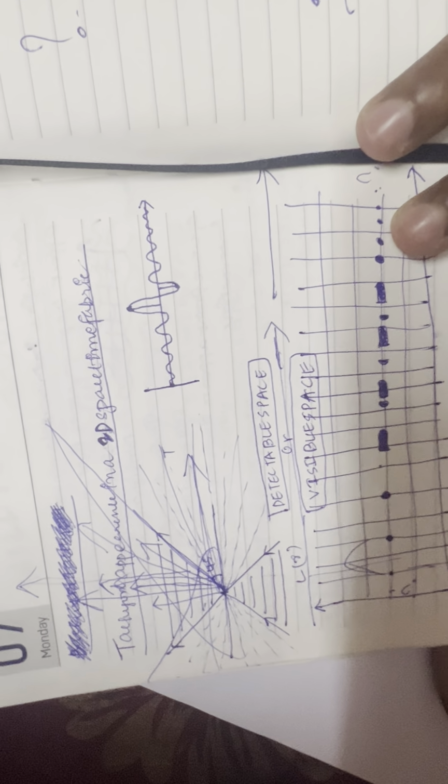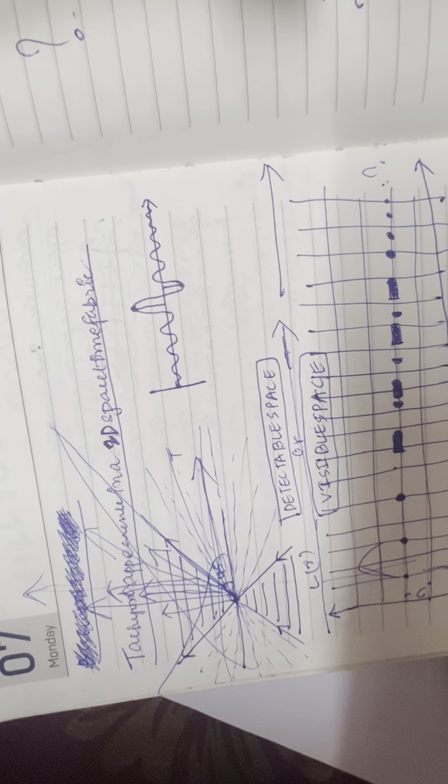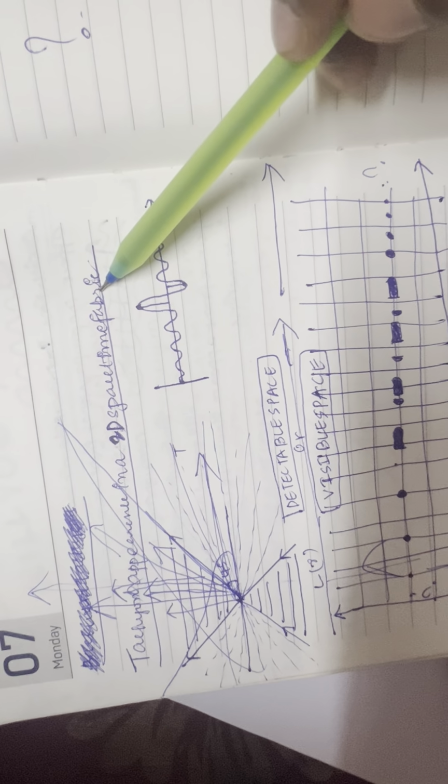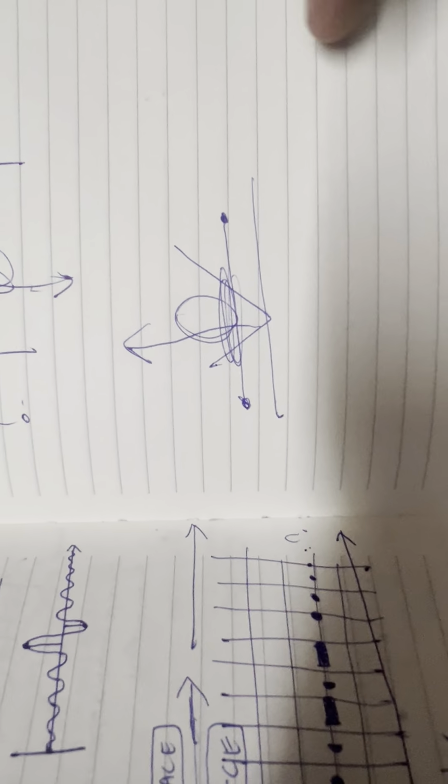So he named these particles tachyons, which can only travel faster than the speed of light. In a space-time diagram, the tachyon will always travel outside the light cone. Sometimes they will enter the light cone. In this picture you can see the tachyon's appearance in 2D space-time fabric. I'll show you how it appears.